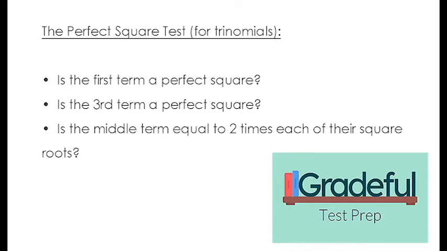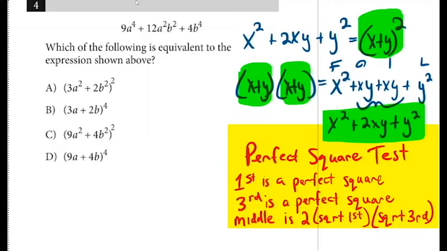For the perfect square test, you need to know that the first term is a perfect square. You also need to know that the third term is a perfect square. And you finally need to know that the middle term is equal to 2 times the square root of the first times the square root of the third. That'll make more sense in a second. This is what you'll need to memorize to do the perfect square test on your own, and I'm going to demonstrate it with x squared plus 2xy plus y squared.